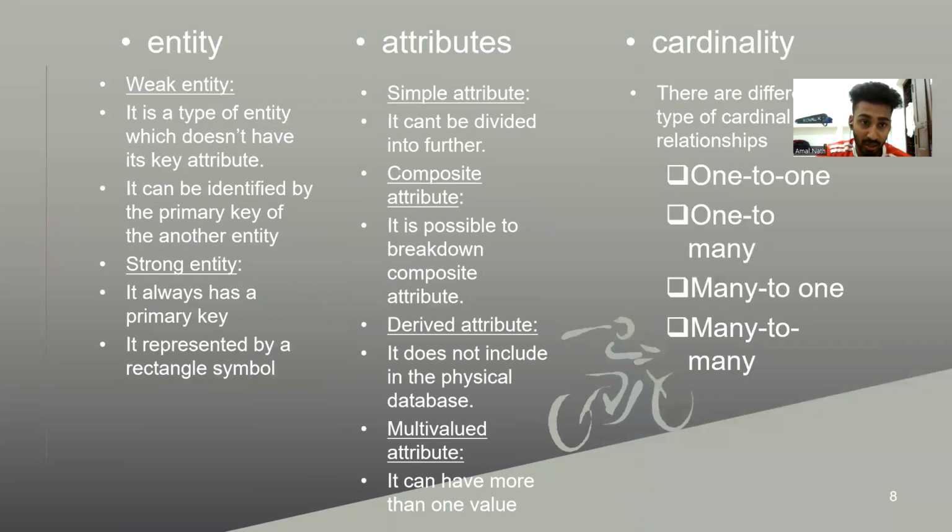And then here are examples of entity, attributes, and cardinality. Entities are classified into weak entity and strong entity. Attributes are classified into simple attribute, composite attribute, derived attribute, and multi-valued attributes. Then cardinality. There are different types of cardinalities: one-to-one, one-to-many, many-to-one, and many-to-many.